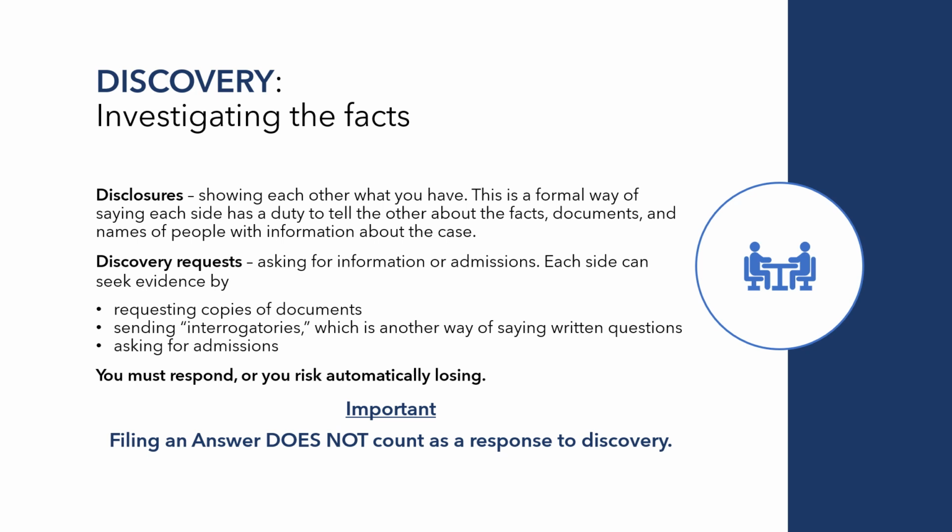You can also ask for admissions. For example, they can send you a document that says, admit you received a fill in the blank. It could be a service or a product. This is anything that helps narrow the facts being disputed. If you do not deny them in writing, the court will treat these admissions as true. They're usually called requests for admission or requests for production of documents.